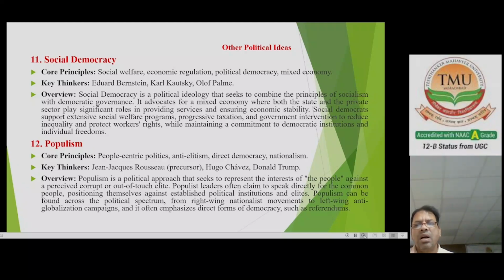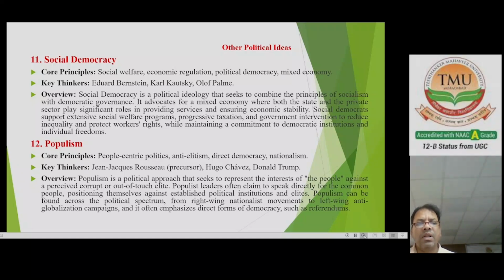Social democrats support extensive social welfare programs, progressive taxation, and government intervention to reduce inequality and protect workers' rights, while maintaining a commitment to democratic institutions and individual freedoms. Next is another kind of political idea, populism.